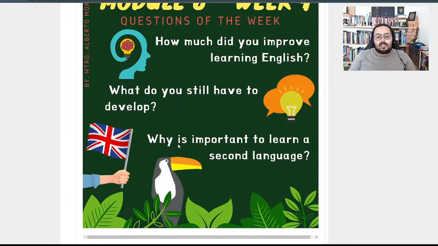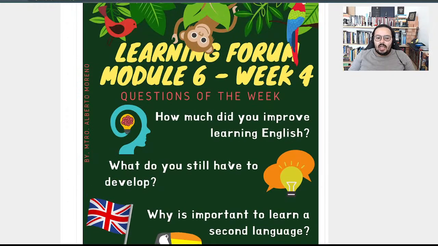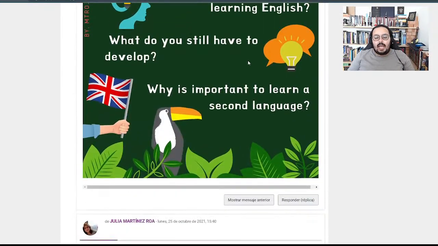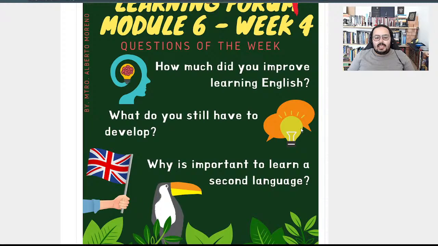And we have 3 questions, which are the following: how much did you improve learning English? What do you still have to develop? And why is it important to learn a second language? Recuerden que bueno, en los foros de aprendizaje tenemos 3 preguntas, hay que contestarlas, ya sea que las contesten cada una en un post separado o las 3 en el mismo post. Bueno, eso ya queda a consideración suya, pero hay que contestarlas. No hay que salirnos de lo que son estas 3 preguntas.